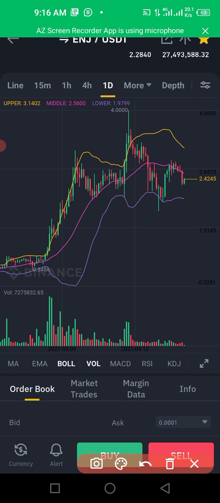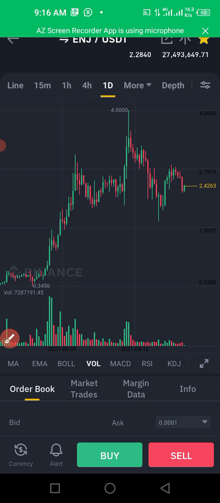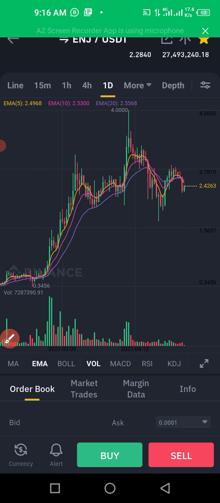Let's check another indicator. Let me remove the Bollinger Band. Let's use the moving average. Let's say the EMA, for instance. Let's click on the EMA. Now the EMA shows you the direction of the market as well.